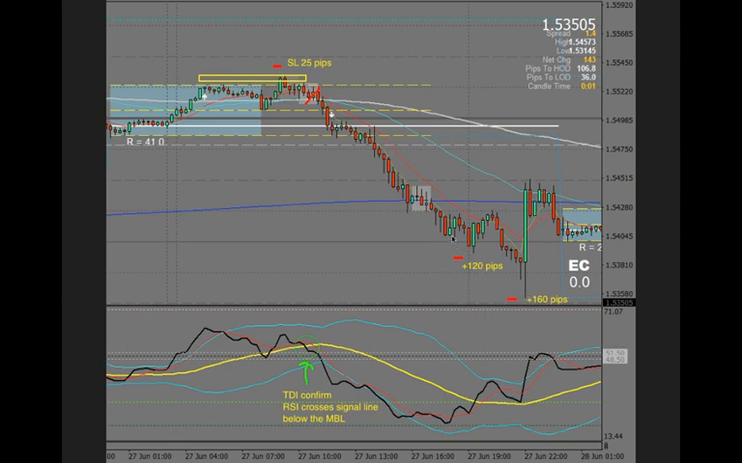Like I said, always set it just before the level. Don't ever set it at the level or below the level, because you don't know if they're going to go down there and touch it or not, or even go past it.